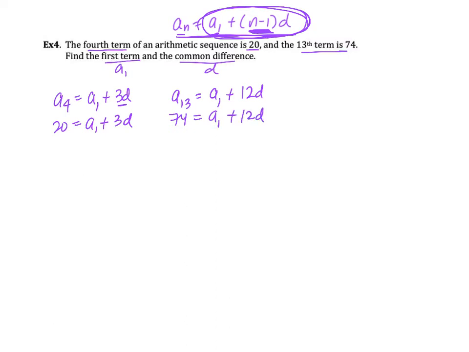Now we have a system of equations. We have 2 variables. We need to eliminate one of them. Because both of these have an a sub 1 isolated by itself, I'm going to isolate my a sub 1, so it's going to be 20 minus 3d.